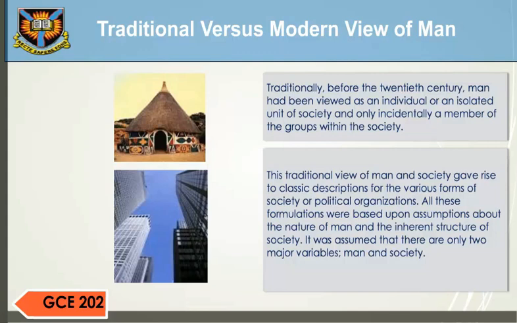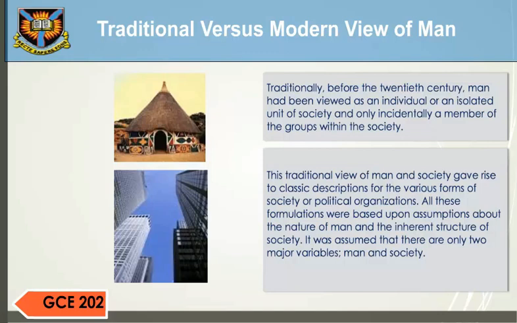Traditionally, before the 20th century, man had been viewed as an individual or an isolated unit of society, and only incidentally a member of the groups within the society. This traditional view of man and society gave rise to classic descriptions for the various forms of society or political organizations. All these formulations were based upon assumptions about the nature of man and the inherent structure of society.